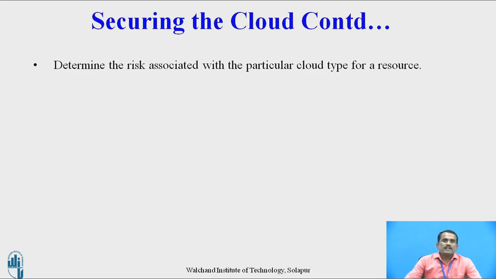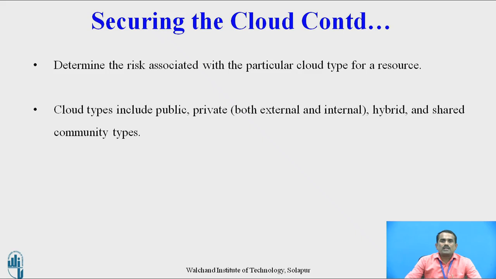To determine the risk associated with a particular cloud type, for a resource we need to identify the cloud type. What does cloud type include? It means private, for both external and internal purposes. We have to use private cloud, public cloud, and hybrid, as well as, for shared purposes, the community type of cloud. So based on this we need to provide the security boundary.